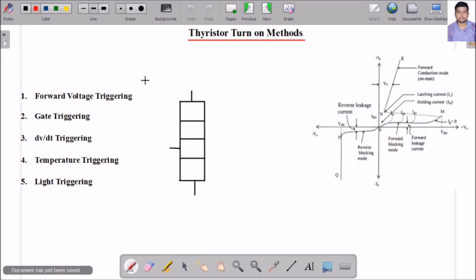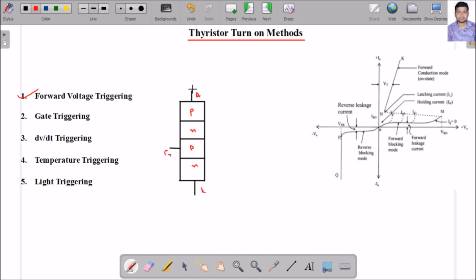So let us first discuss forward voltage triggering. Gate triggering we already know. In the thyristor I am having a PNPN layer structure, and this is the anode, this is the cathode, and this is the gate.